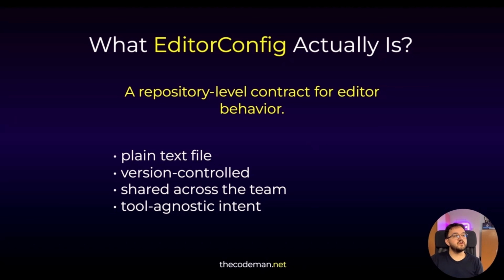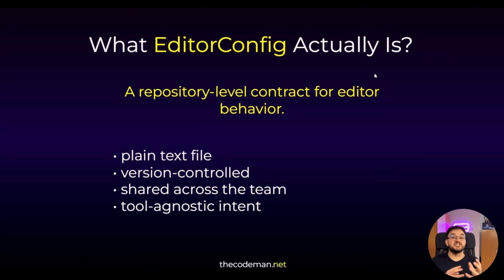What EditorConfig actually is? Let's start with a precise definition. EditorConfig is a repository level contract for editor behavior. It's a plain text .editorconfig file that lives in your repository and describes code style and formatting preferences in a way that multiple tools can understand. So the keyword here is contract. The moment the contract is committed to source control, the rules of writing code stop living on someone's localhost and start living in the one place that matters.